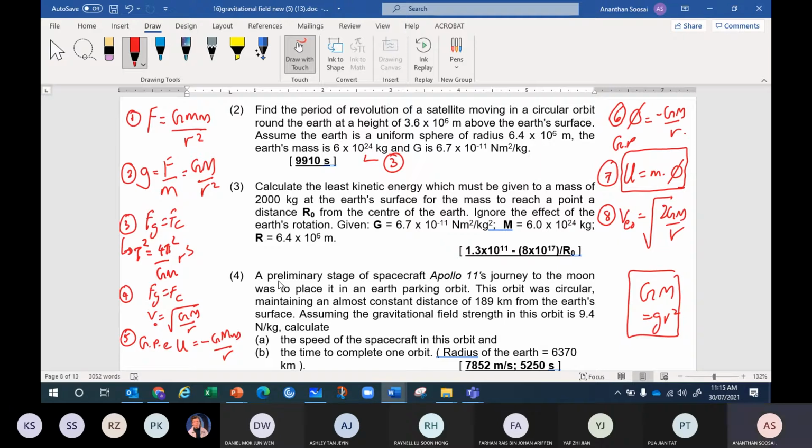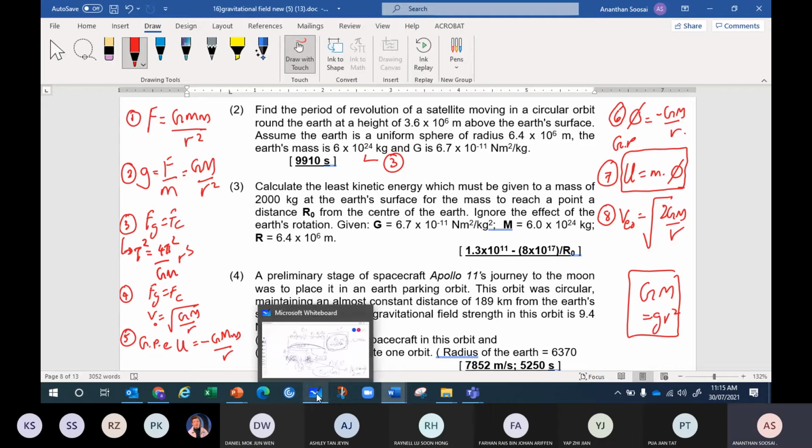Question 3. Okay, let's just understand question 3 first. Calculate the least kinetic energy which must be given to a mass of 2000 kilograms at the Earth's surface for the mass to reach a point a distance of r0 from the center of the Earth. Okay, do you understand the question?